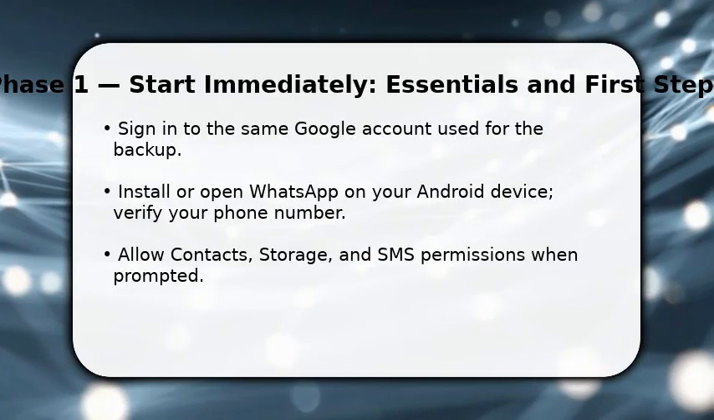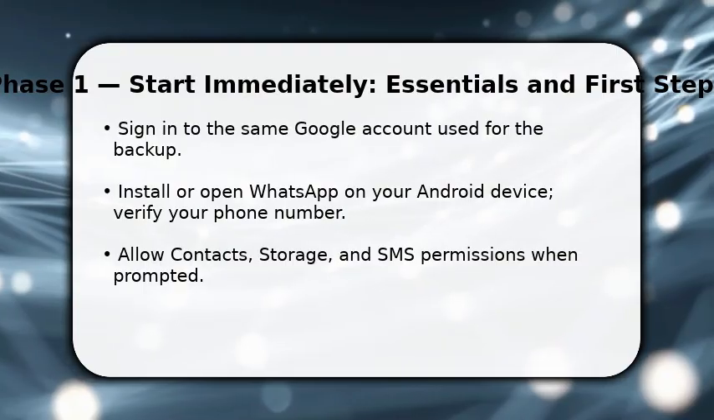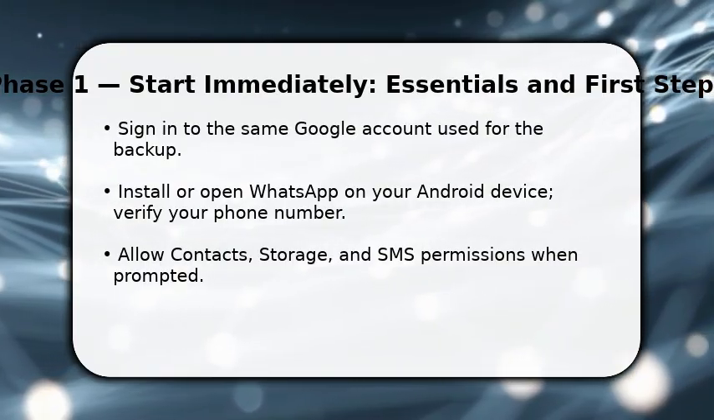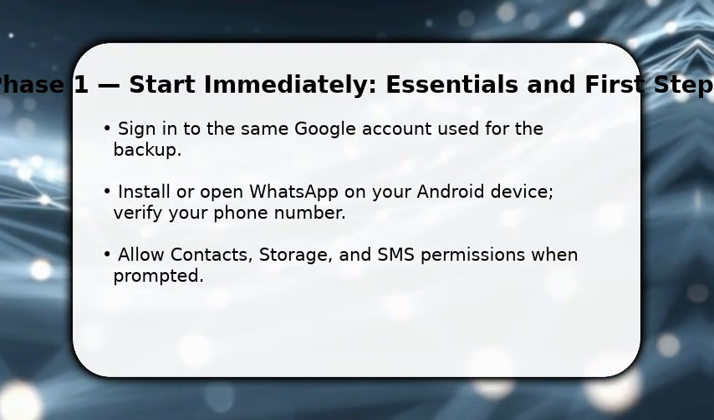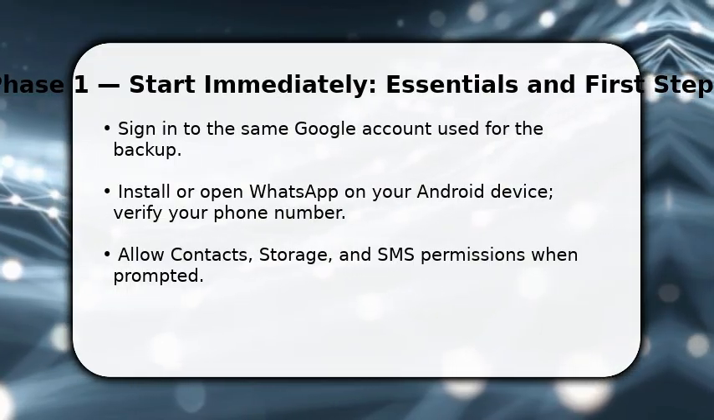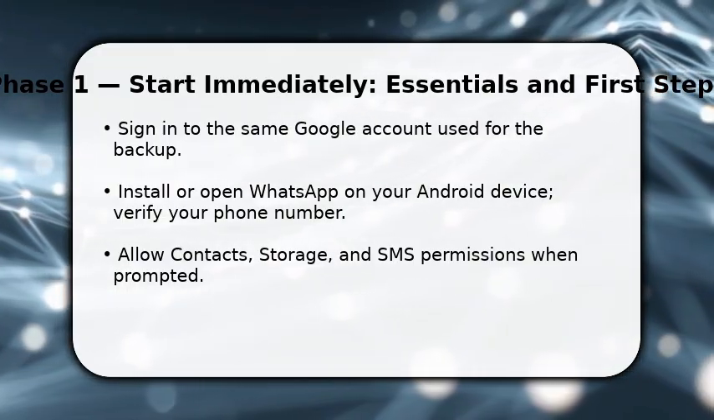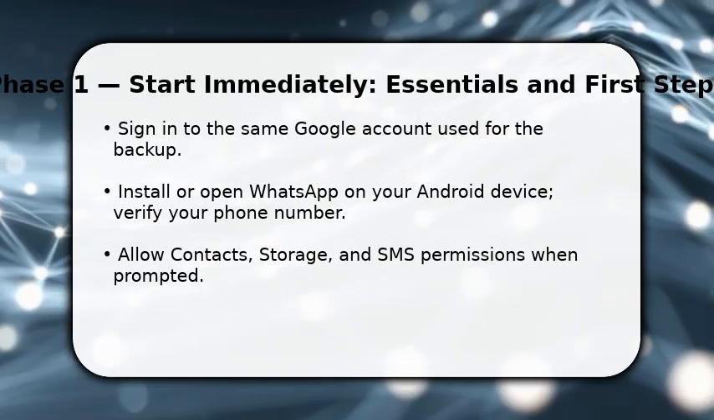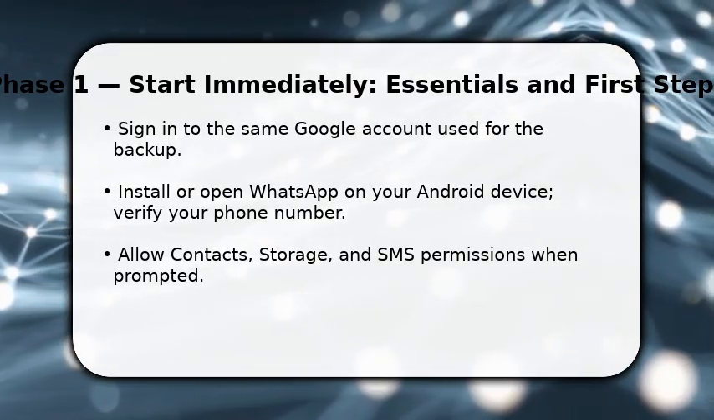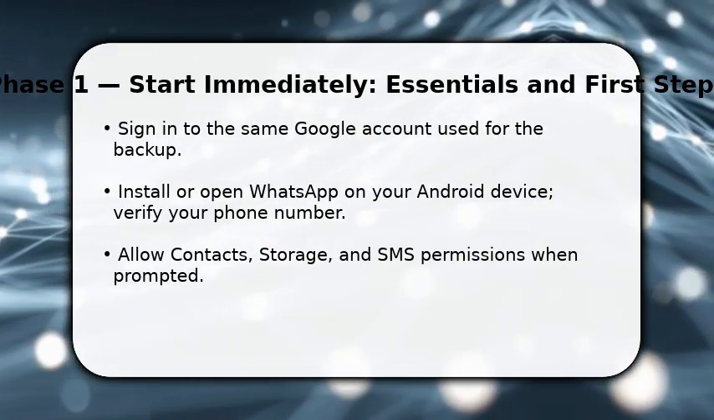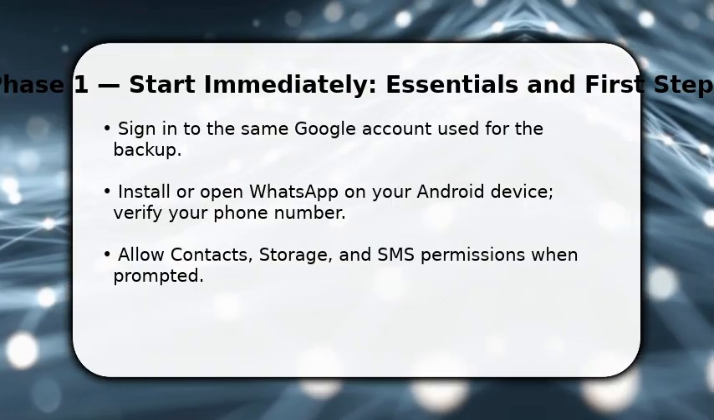You'll begin by confirming the essentials. Sign in to the same Google account that holds the backup and install or open WhatsApp on your Android device. Enter and verify your phone number. WhatsApp checks for Google Drive backup automatically. When prompted, allow contacts, storage, and SMS permissions so the app can locate and restore messages and media.